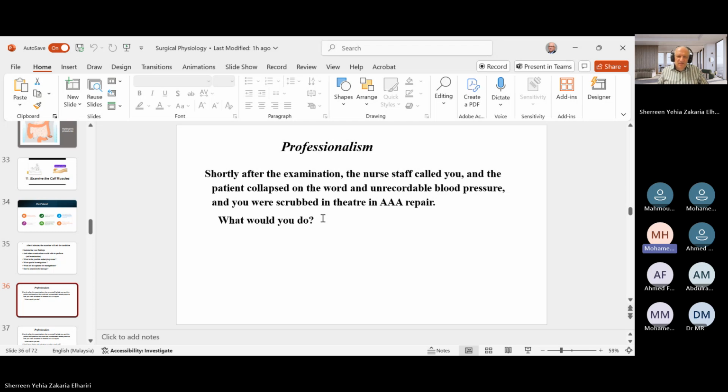What will I do? If I have a colleague who can cover me during the scrubbing, I'm going to check the patient's vital data, call the ITU registrar, and just assess the patient. No, Doctor, just relax.